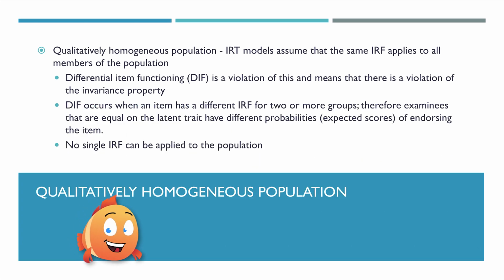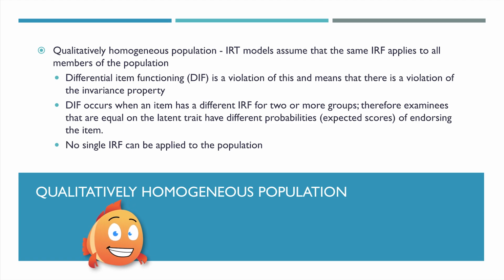Cool. So, qualitatively homogeneous population is a mouthful. I know this. The IRT model assumes that the same item response function applies to all members of the population. And this can be a big problem. Early in this class, I talked a lot about being mindful of disabilities and individual differences above and beyond whatever the individual trait is, because we can have differences in trait expression that are a function of culture and background and all these other things that aren't actually the result of trait level differences, but rather differences in trait expression.